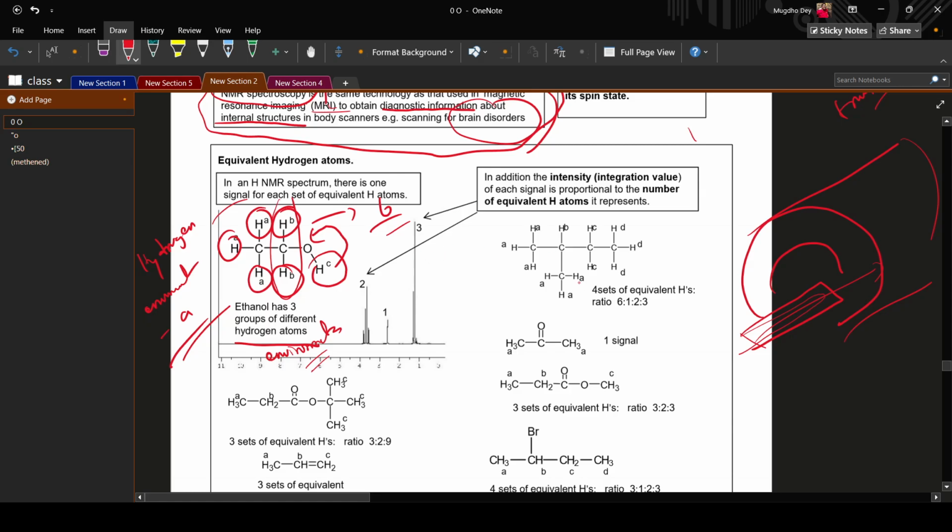For example, check out this one down here. This is another structure. In this structure, you can clearly see this is one hydrogen environment, this is another, this is another, this is another, this is another. By the way, can anybody tell me why this environment's hydrogen atoms and this environment's hydrogen atoms are the same thing? Can you tell me why?